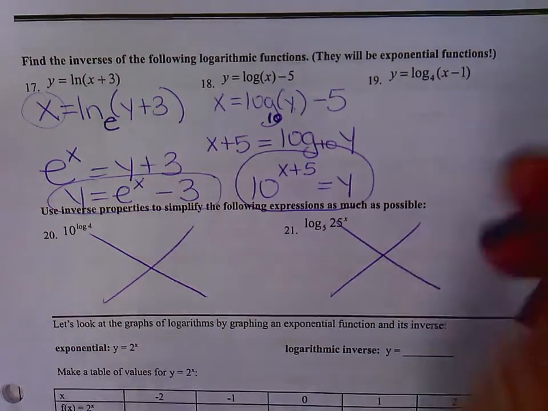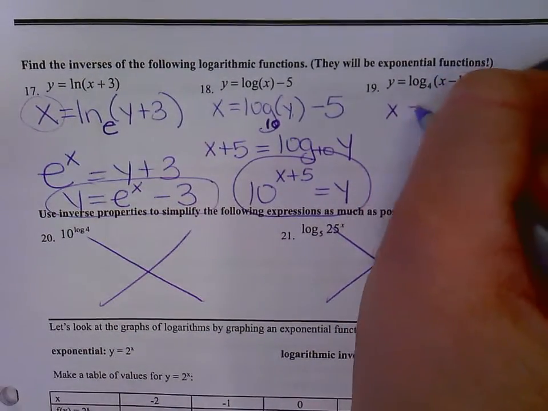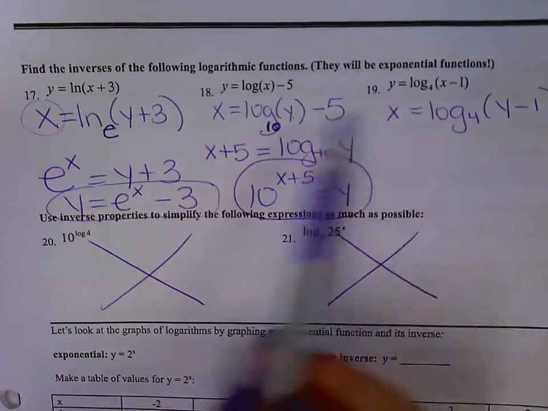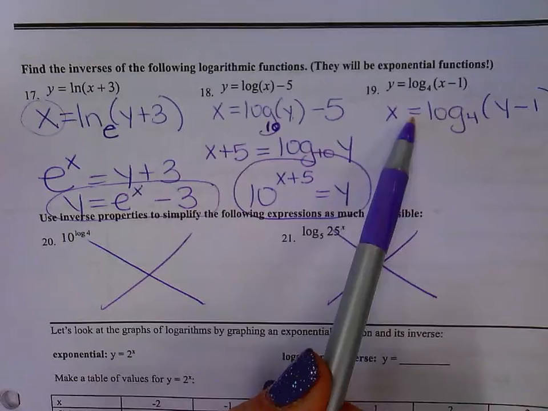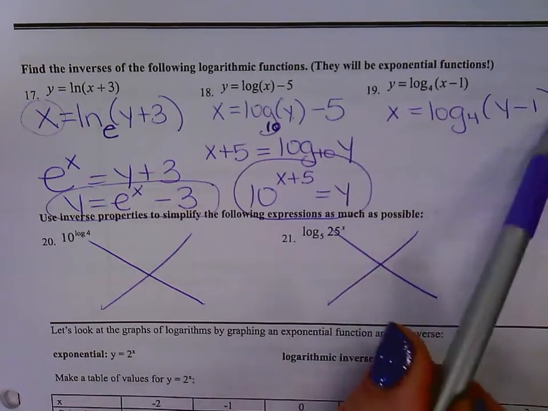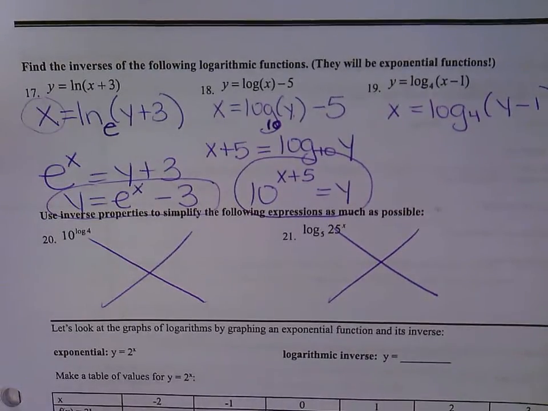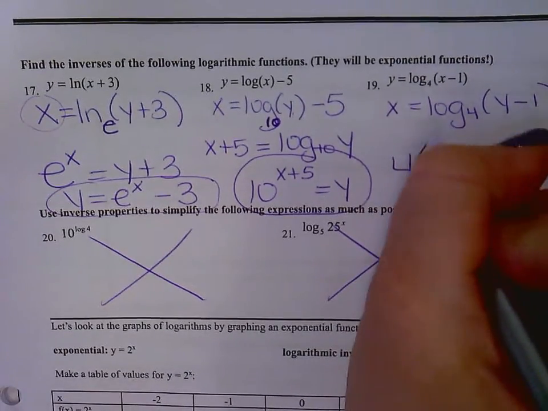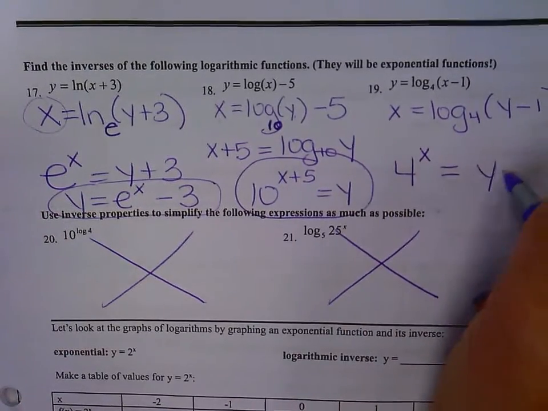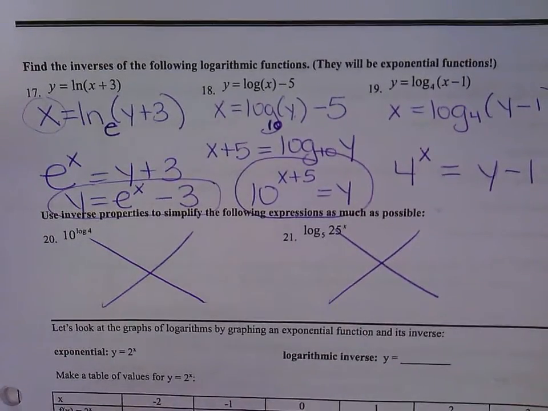So I should switch the x and the y first. So I just rewrite it exactly as it was. X equals log base 4, y minus 1. Now I'm changing this into an exponent. So the base becomes 4, and the x gets trapped inside my exponent, and then I get y minus 1 over here. So 4 to the x equals y minus 1.